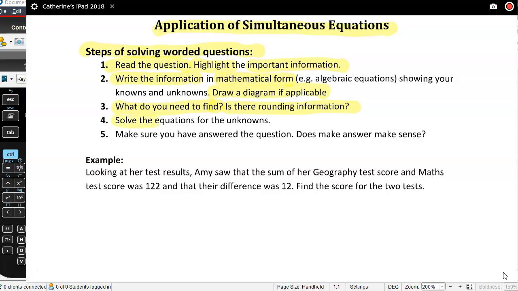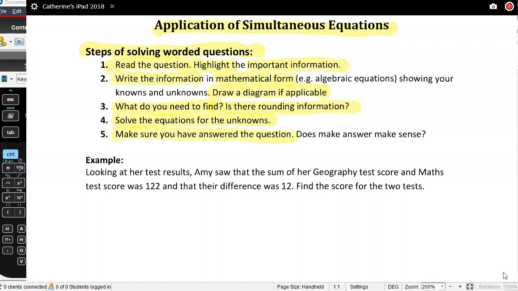Step 4, solve the equations for the unknowns. So if you've set up equations, start to solve the mathematical problems that you have made there, because you've taken the worded problem and turned it into a maths problem. And step 5, make sure you've answered the question.